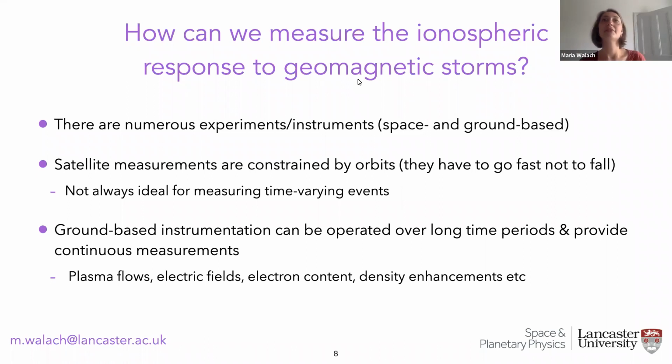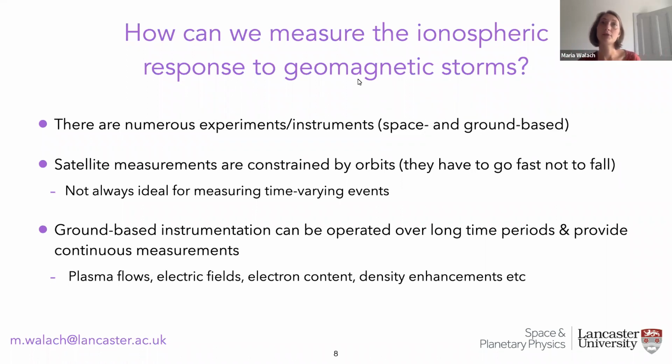So how can we measure the ionospheric response to geomagnetic storms? Well, there are numerous ways of doing this. I won't go into all of them today because that's just not feasible. For a start, you can use space-based or ground-based instruments. You can measure plasma flows, electric fields, electron content, density enhancement, all sorts, all around the system, and you can measure different plasma energies, which are all interesting in their own way.